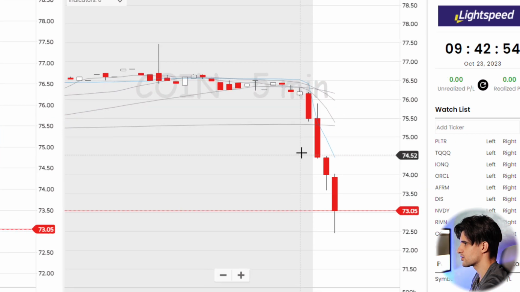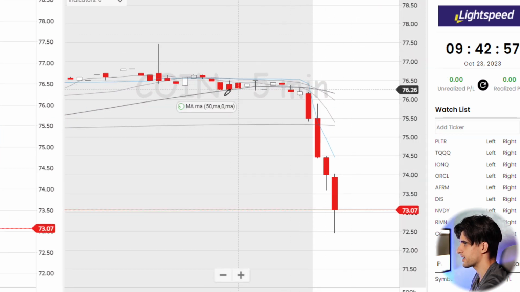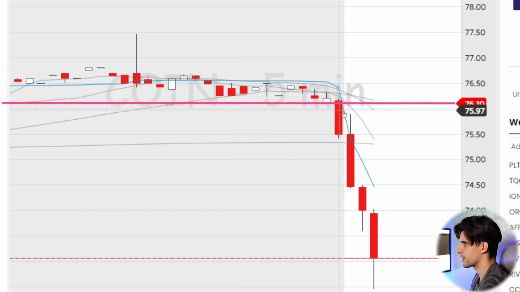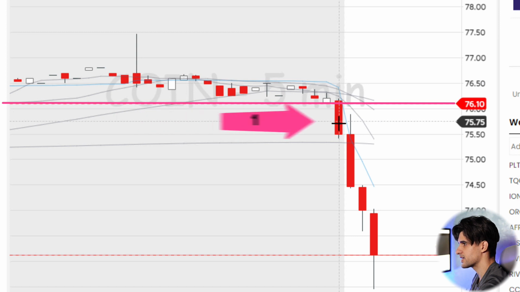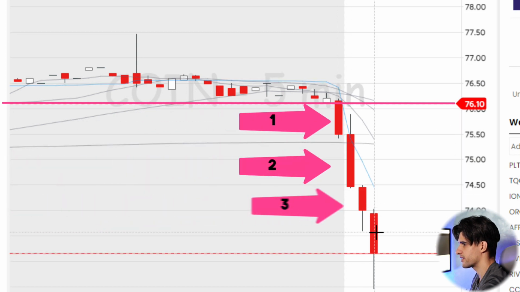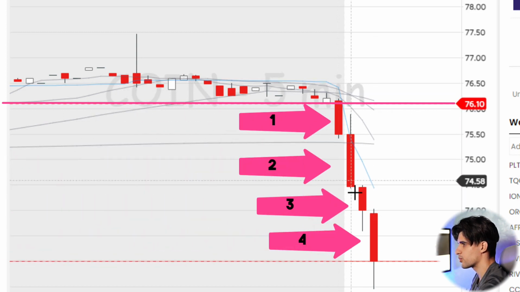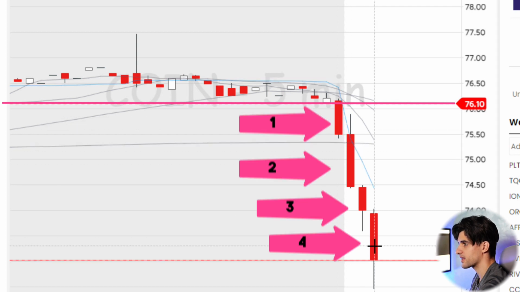So this here is Coin, and you could see that after the breakout area, which is this particular level, we had more than 3 consecutive 5-minute candles. This is the first candle, the second, the third, and the fourth. Now that I see that we are moving parabolically and that we are having multiple candles in a row, I'm going to switch to the 60-minute chart.